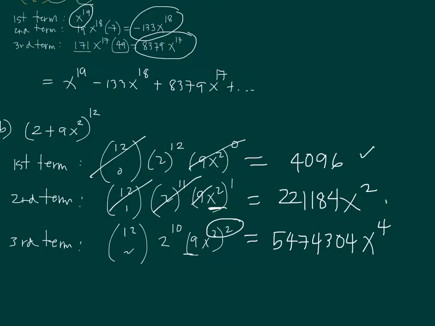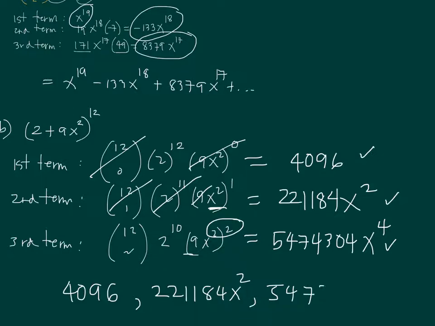So first term, second term, third term. Okay, so you can just list them. So 4096, 221184 x squared, and 5474304 x to the 4. The first, the second, and the third term. Okay, so these are the first three terms of the expansion. Okay, so that's how you do it.